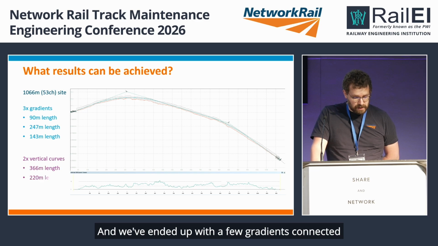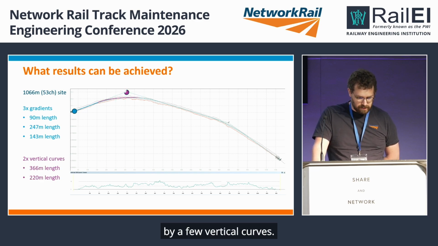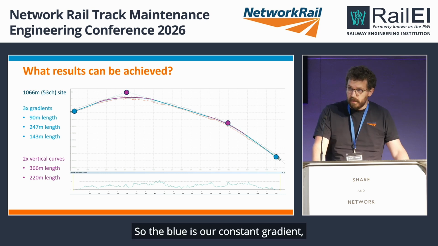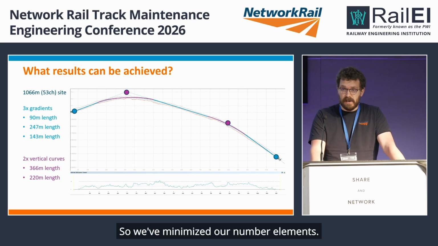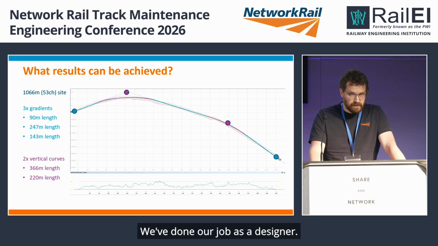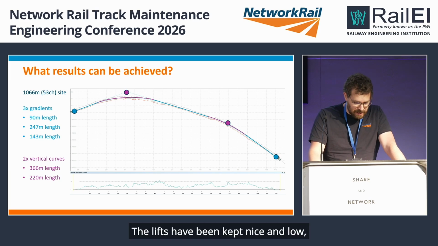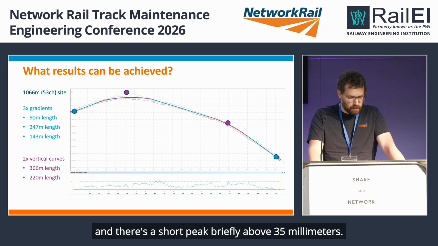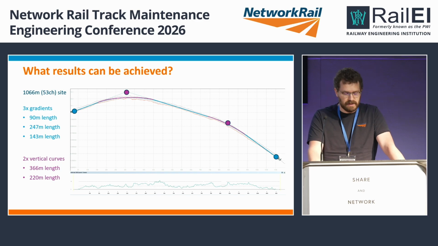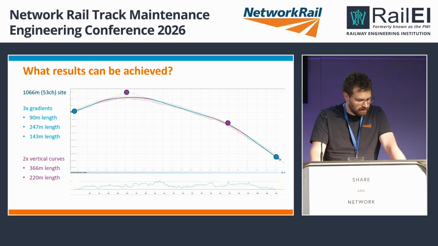And we've ended up with a few gradients connected by a few vertical curves. So the blue is our constant gradient, and the purple is our vertical curves. So we've minimized our number of elements. We've done our job as a designer. The lifts have been kept nice and low, so most of the lifts are under 20 millimeters, and there's a short peak briefly above 35 millimeters, so nothing too exciting.